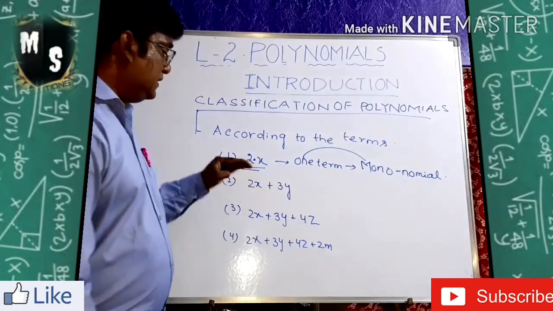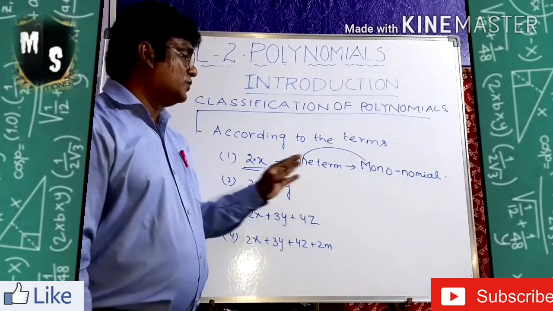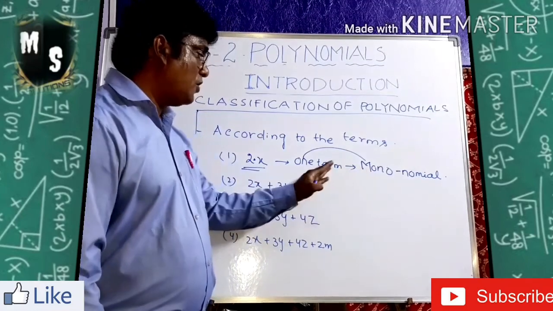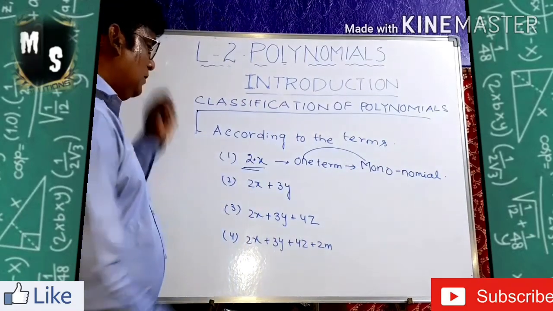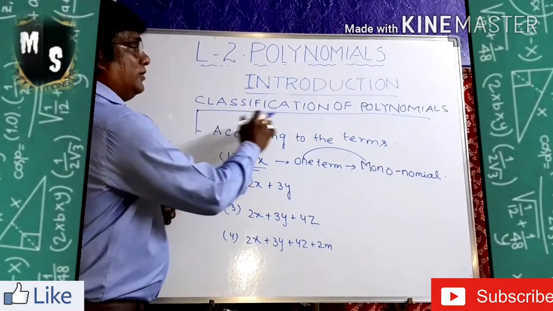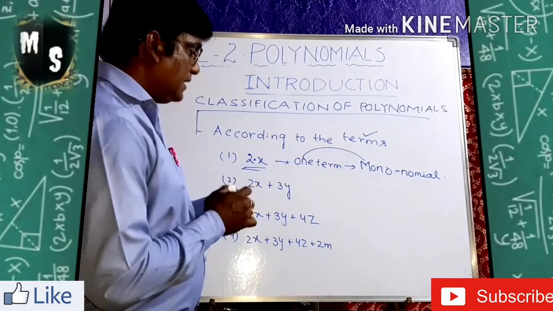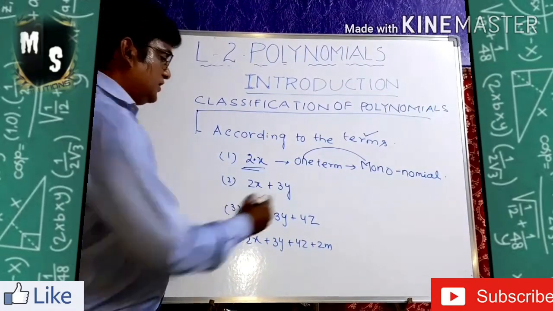Why? Because here it is having only one term. Single term is available here. So it is called as a mononomial. 1 means mono, term means nomial in our mathematics. So the first classification according to the term is a mononomial. So understood mononomial? Now come to this one.